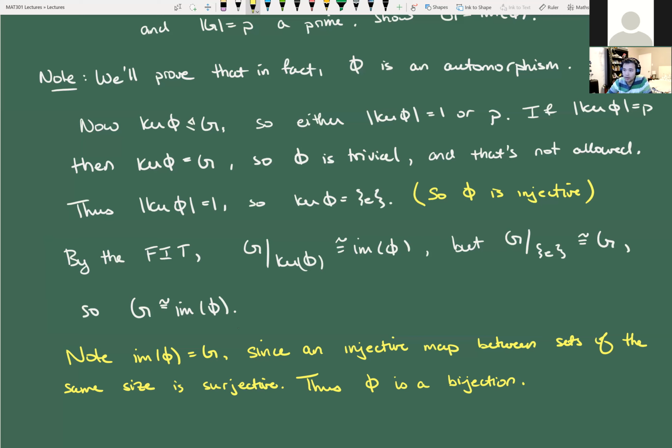Right? And you can make that argument in exactly the same way, because we said the order of G is prime, so it has to be ZP. And now if I give you a map from ZP to ZP, well, what are you going to do? That map, if it's not the trivial map, has to be a bijection, right? And you're done. So now it's an automorphism.